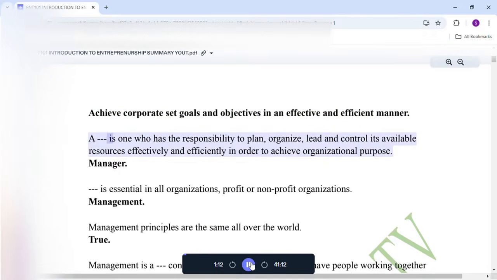Achieve corporate set goals and objectives in an effective and efficient manner. A manager is one who has the responsibility to plan, organize, lead, and control its available resources effectively and efficiently in order to achieve organizational purpose.